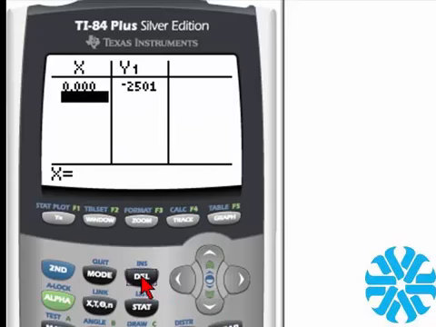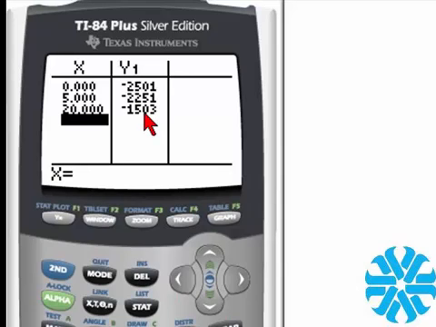So let's input these values. We have 0, and then let's go to 5 and then enter. Okay, so it looks like it's getting less negative here. And let's go to 20. See what happens. So it's getting less negative, so the function's actually increasing. Okay, and let's now go to, let's say, 50.